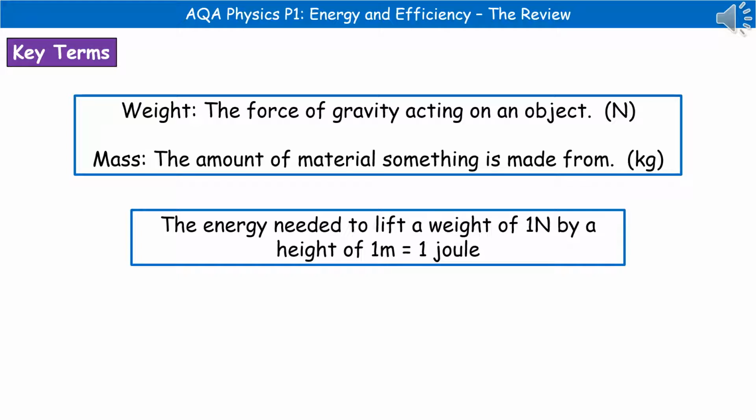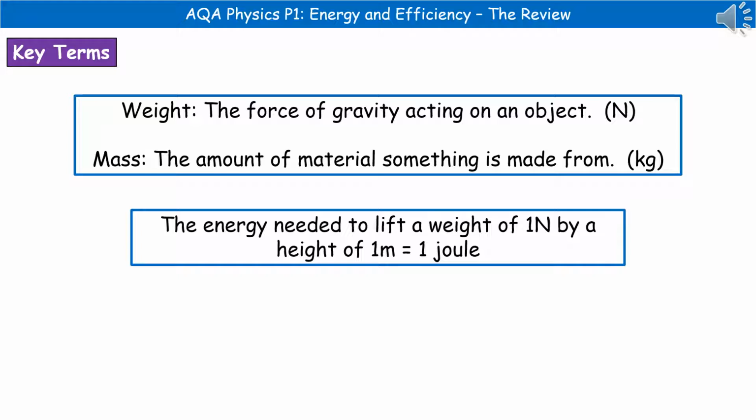So two that are endlessly mixed up and used as interchangeable, when actually they're completely different things, are weight and mass. Whenever we're talking about weight, we are talking about the force of gravity acting on an object, so it will be measured in newtons. If we're talking about the mass of an object, then we're talking about the amount of material that something is made from, and that will be measured in kilograms.